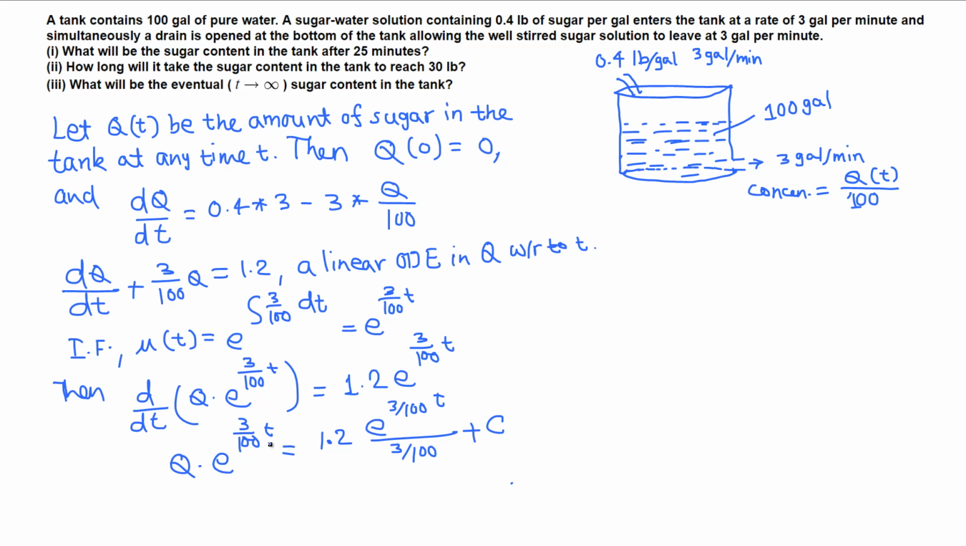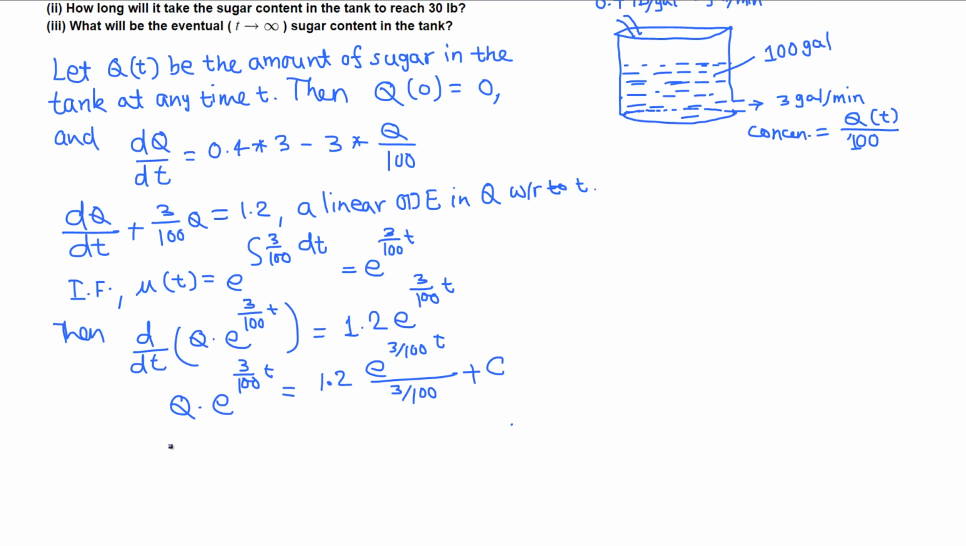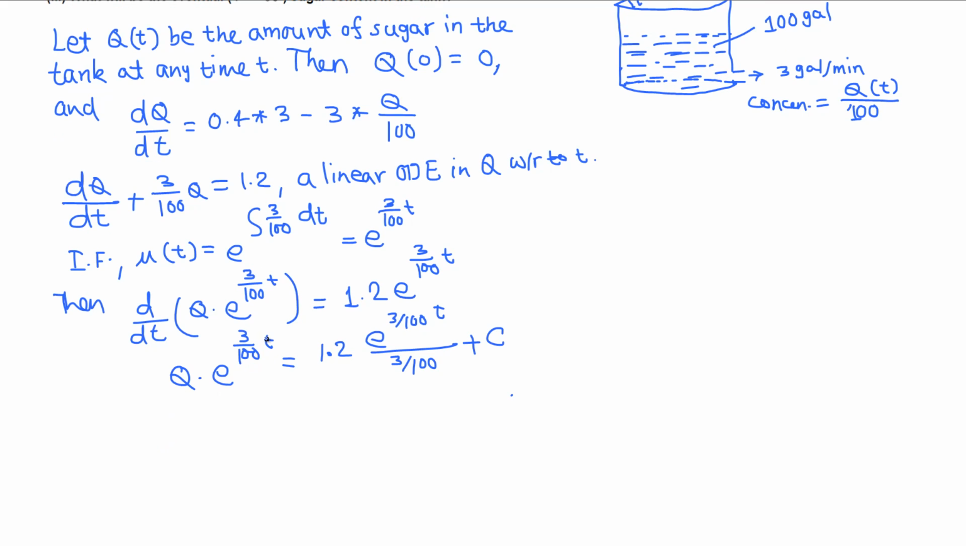Okay, now let's divide both sides by e raised to 3 over 100 t to isolate Q. So divide both sides by e raised to 3 over 100 t, we get Q as a function of t equals, if we simplify, 1.2 divided by 3 over 100, 100 goes on the top, 120 divided by 3, that will become 40, and the exponentials cancel, plus divide c by this exponential function, which is the same as e raised to negative, if you take it to the top.